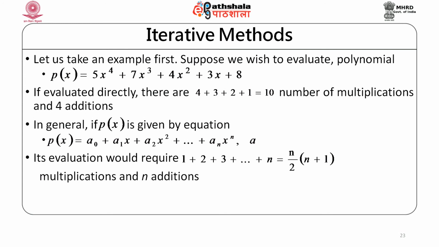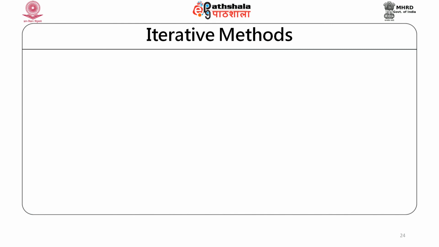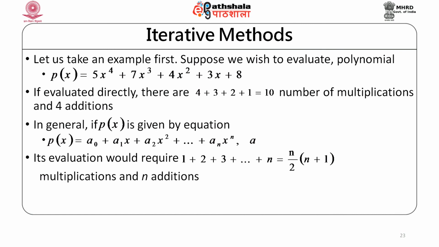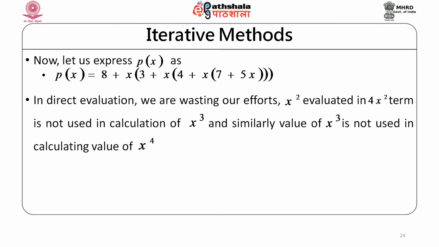Because the method is iterative, again and again we have to do the iteration, so every time the order of n square multiplication operations are involved. The same polynomial we considered, 8 plus 3x plus 4x square plus 7x cube plus 5x raised to 4, can be expressed in this way using nested parentheses. If we evaluate the polynomial using this nested form, observe how many multiplications there are now.